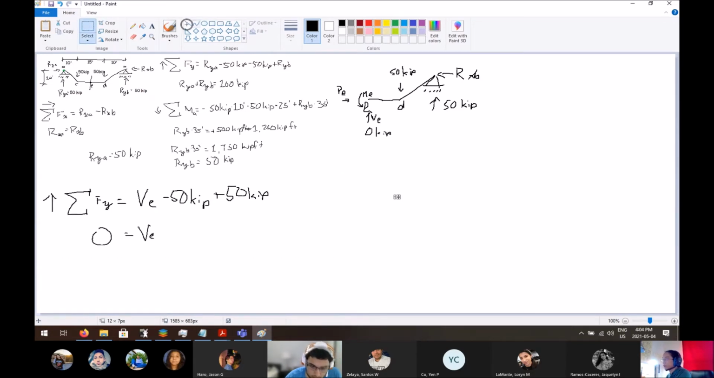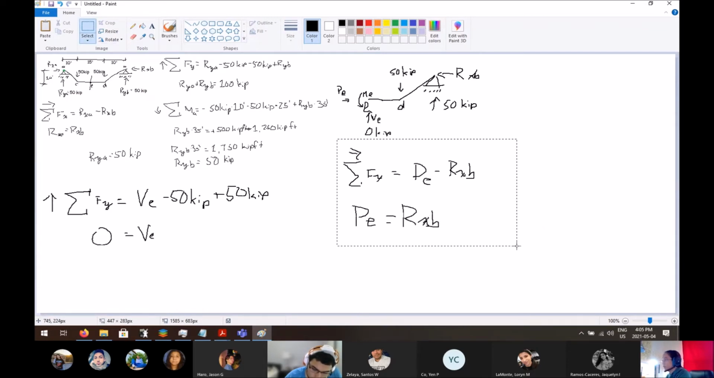Fun stuff. And then we can take summation of forces in the x direction. Fx, right is positive. We have a PE minus RXB. PE is equal to RXB. But that's not really helpful. That's not helpful at all.